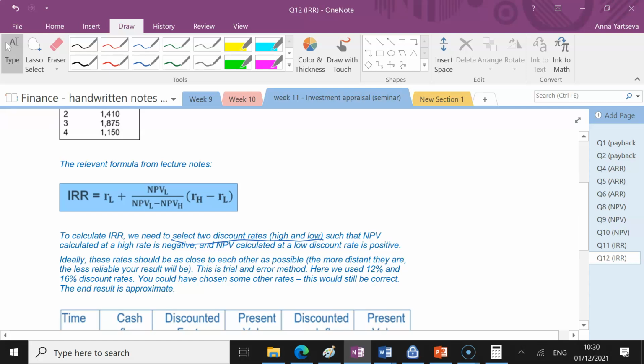But your result can vary, so two students can do the same exercise, get two different numbers, and both numbers will be correct, because the result will depend on the discount rates you've chosen. And as long as you follow the correct method, the result is approximate anyway. We don't know which one is more accurate. There is no way of determining this, but as long as you follow the correct method, you will get some idea.